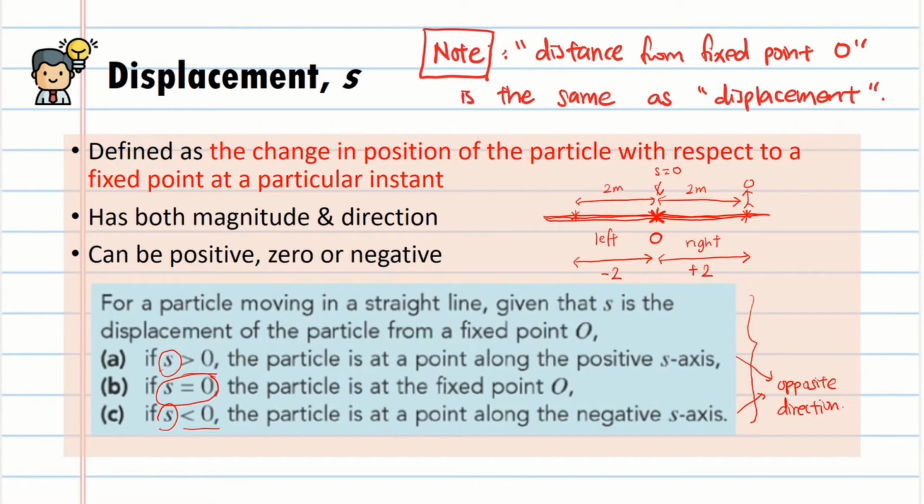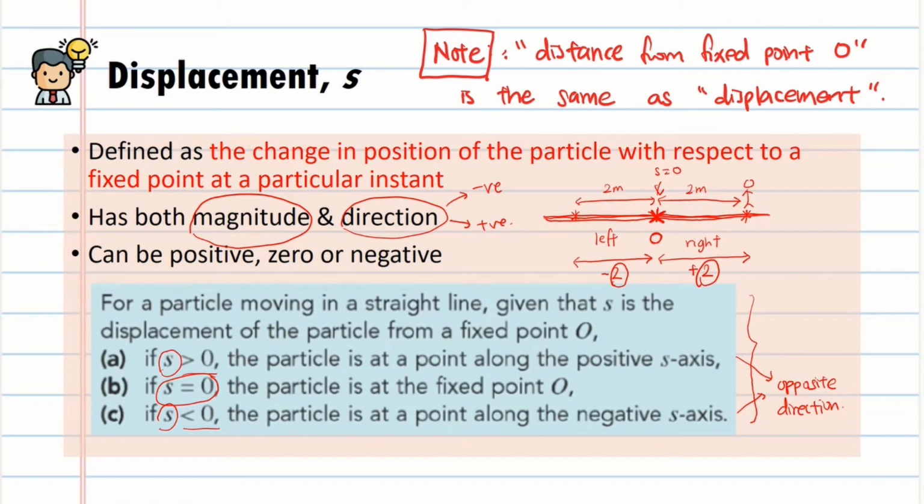Let me just summarize this. We see that the direction is given to us based on whether it is negative or positive, and the magnitude refers to the number itself. So in the example that I gave, the magnitude is the value 2. I hope this gives you a better idea about the concept of displacement.